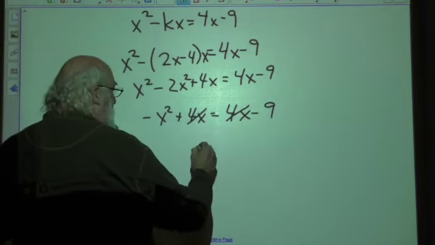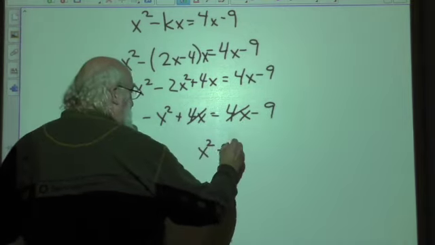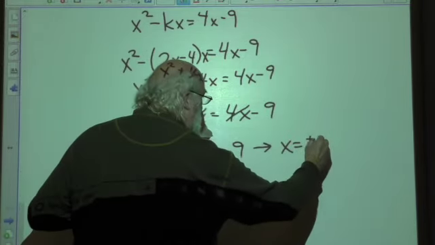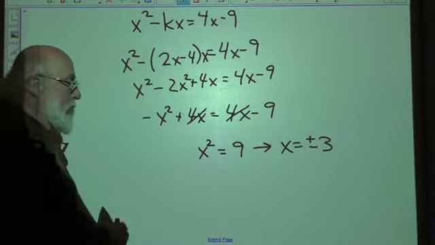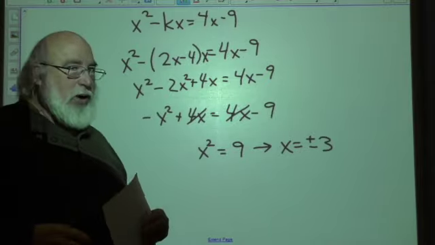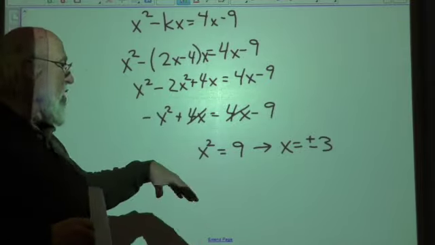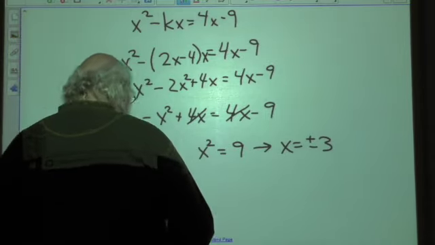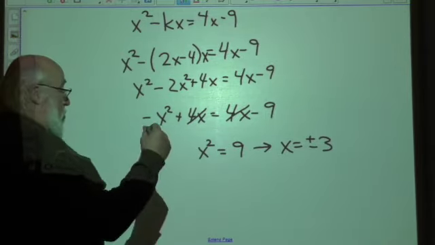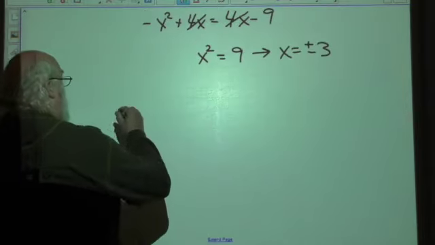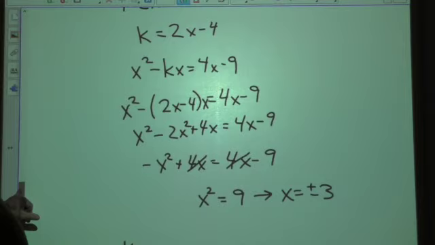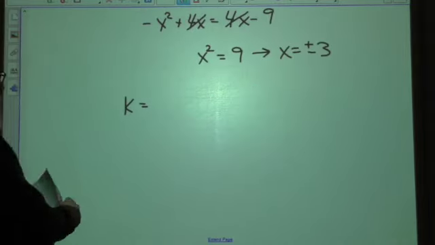Multiply both sides by negative 1. We get x squared equals positive 9, which means that x equals plus or minus 3. Remember, it isn't just 3. We have to look at both positive and negative values when you take the square root. So, in finding k, and that's what we're trying to find out, what is the value of k? K, we said, is 2x minus 4.